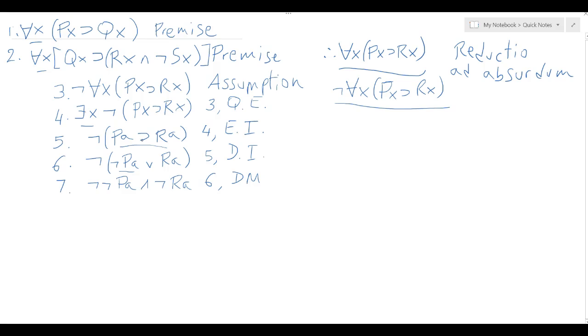The next step is simple. Whenever you see a double negation, remember that you can get rid of it. Two negations cancel each other. So here you can simply rewrite this formula without the double negation in front of PA. You just write PA and not RA. And it's 7, double negation.